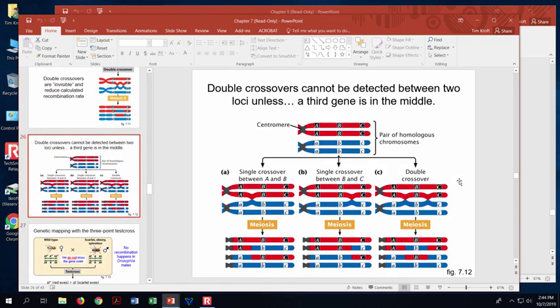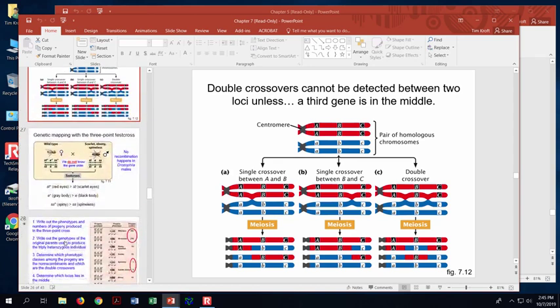So let's start here. Which locus is going to be in the middle? If you have a double crossover, if you look at just panel C there, if you have a double crossover that involves one crossover between A and B and a second between B and C, you can see that only B is changed. And if you follow with your finger here, little a, big B, little c, only big B is different. Big A, little b, big C, only B is different.